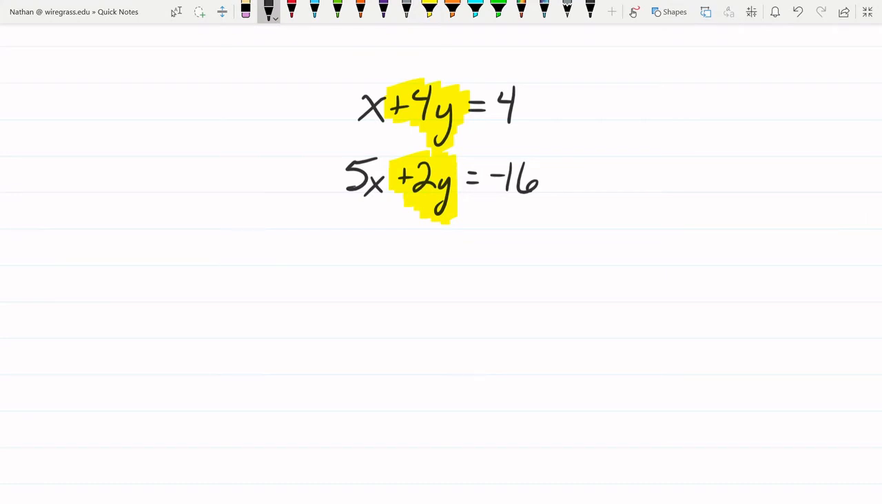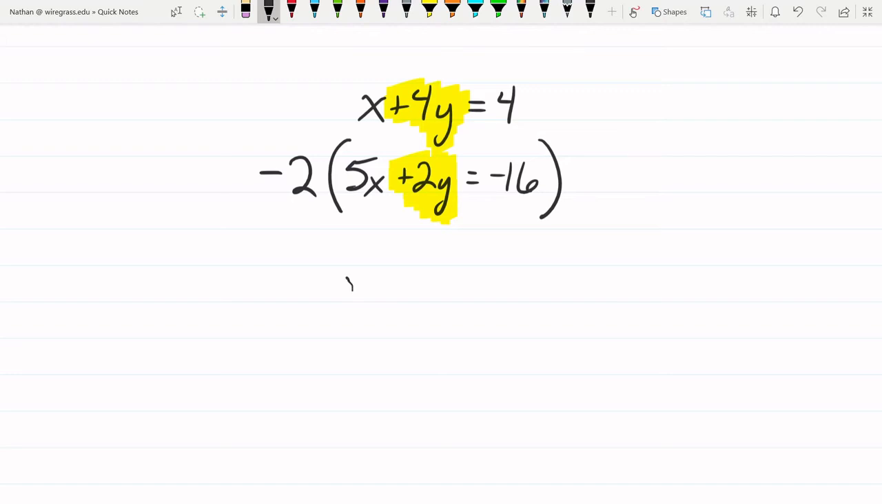What I'm going to do now is multiply the equations by something to get the number to be the same in front of the y's, but have opposite signs. And I chose the y's specifically because all I have to do is multiply the bottom equation by -2. If I multiply everything by -2, that will get me what I want.